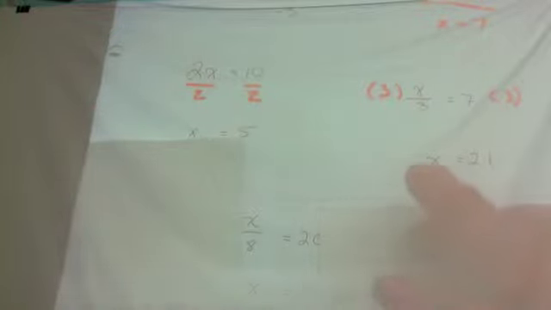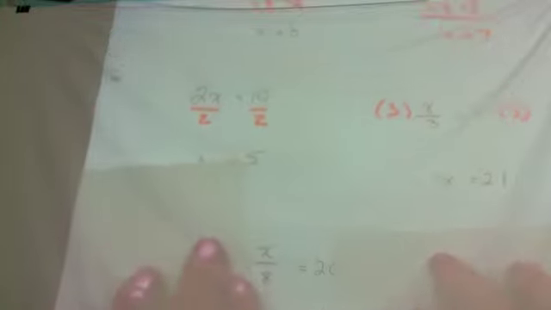Some of the problems they're going to give you are going to look like the one we just did. Here's x over 8 is equal to 20. It looks just like what we've done before. So how do I undo division? I multiply. I'm going to multiply both sides by 8. If I multiply this side by 8, the 8's cancel, and if I multiply this side by 8, I get x is equal to 160.